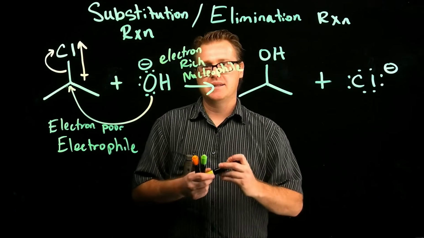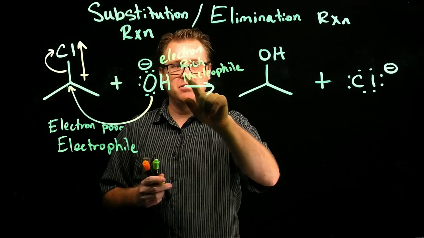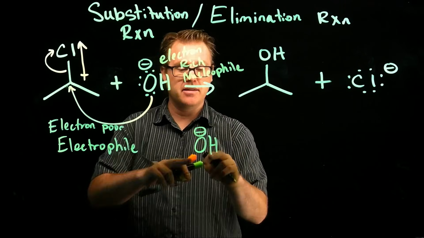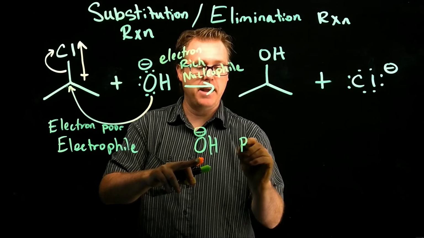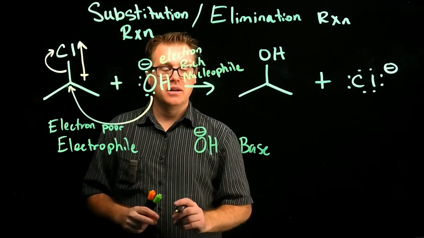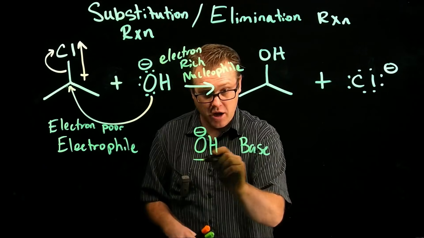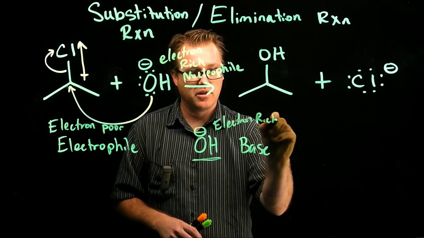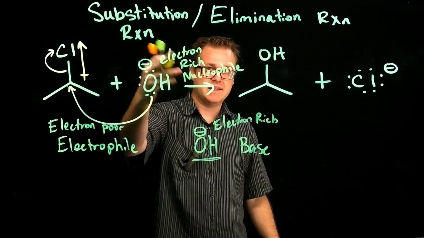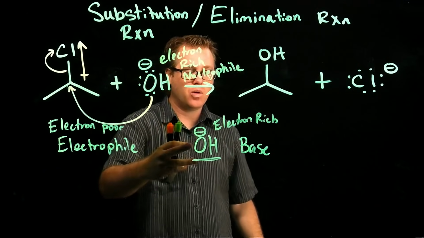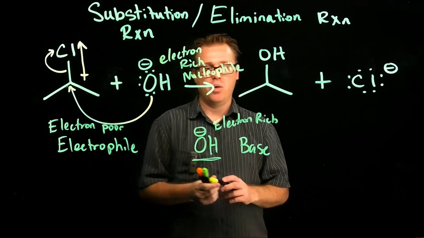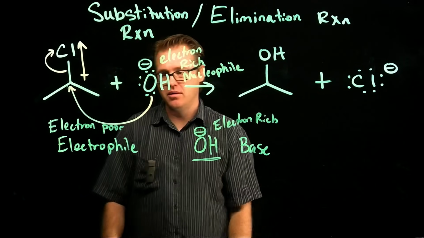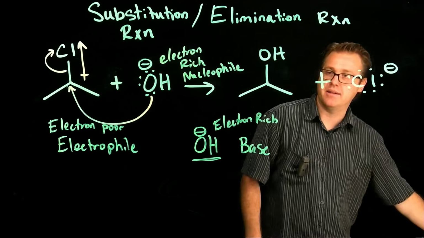Now, the reason why I said electron-rich species may be nucleophiles is because we just recently saw that hydroxide could act as a base as well. So I'm calling this a base, but it is still electron-rich. So electron-rich species can be a nucleophile or a base. But the point is that electron-rich species are attracted to electron-poor species, or the electrophile.